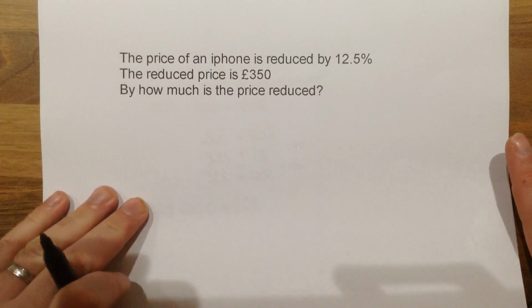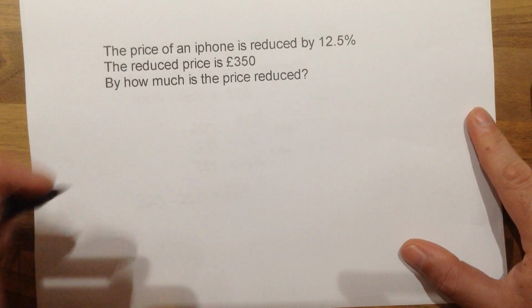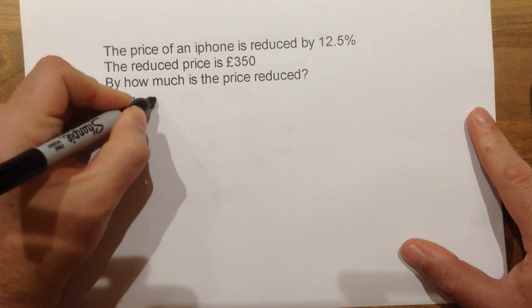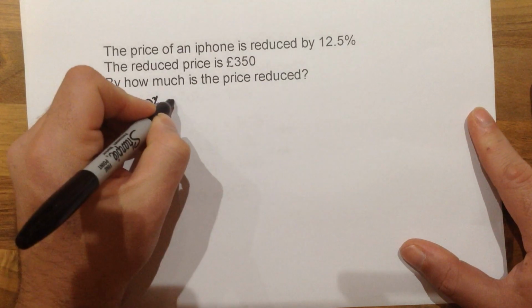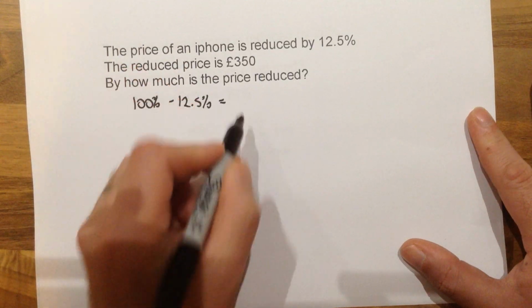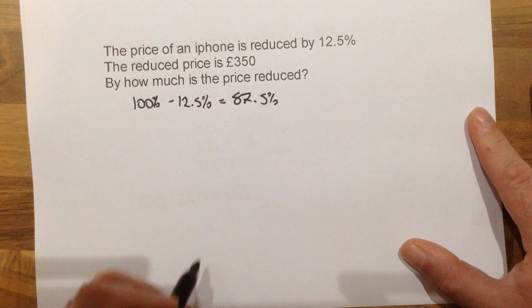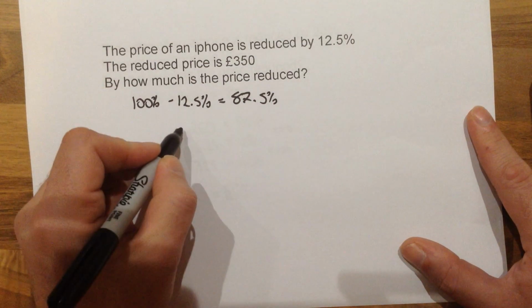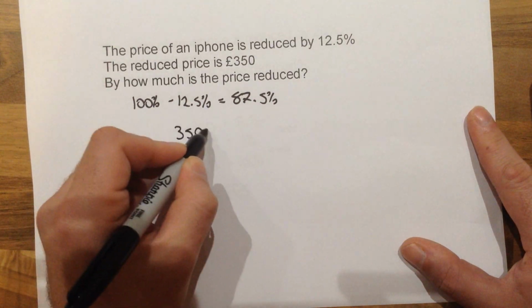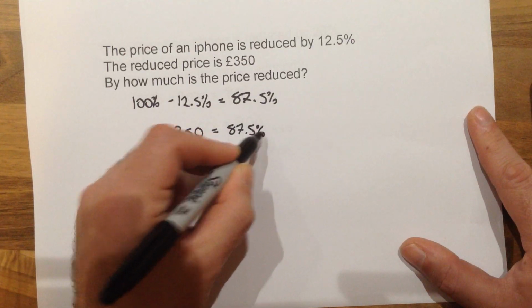Second example, using the same idea, but here a slightly trickier percentage. Again, we say that we start on 100%, taking away 12.5% in the sale here means that we are left with 87.5% of what we started. So that 87.5% represents £350 or vice versa.